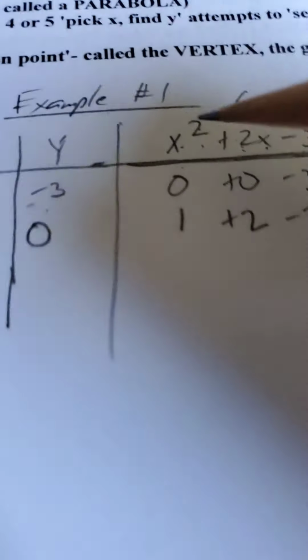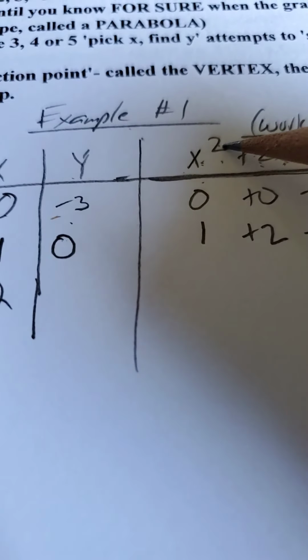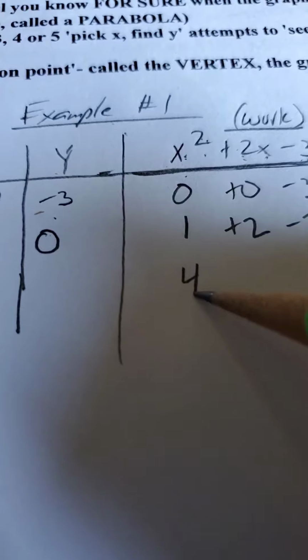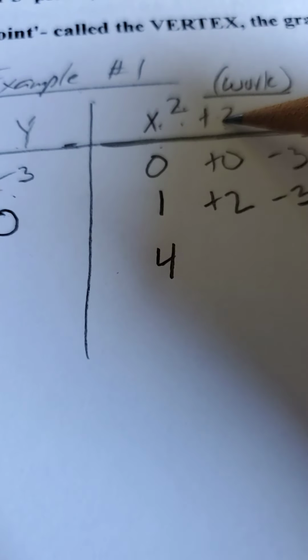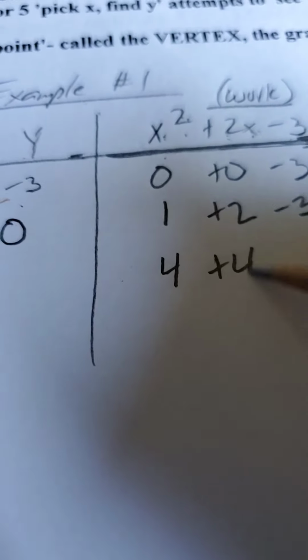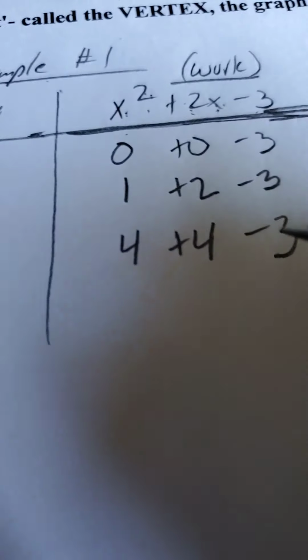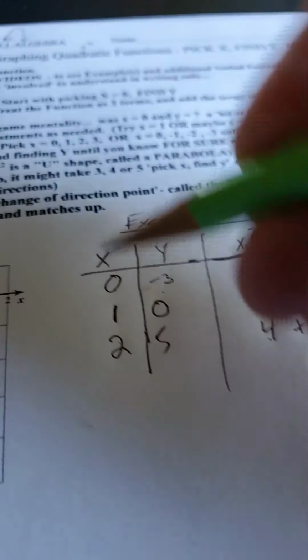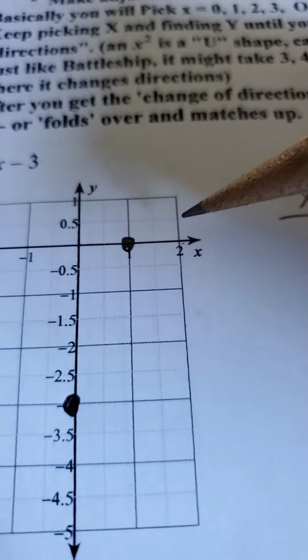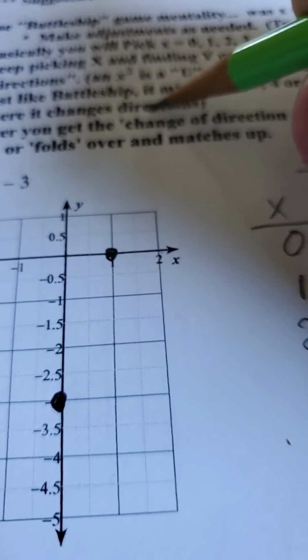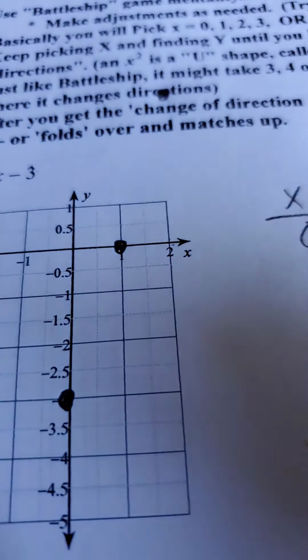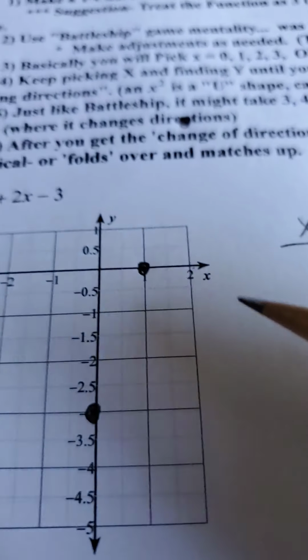We don't know for sure what's happening here, so I'm going to plug in a 2 and see what happens. Put a 2 in for x. I square the 2 and I get 4. I put a 2 in for x. 2 times 2 is 4. And then the constant is minus 3. That becomes 8 minus 3, which is 5. When I plug a 2 in, I get 5, which is off the chart. So that means I don't want to plug a 3 in. I have a miss. I want to go the other direction.